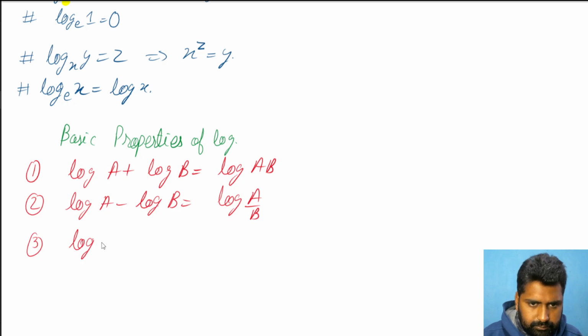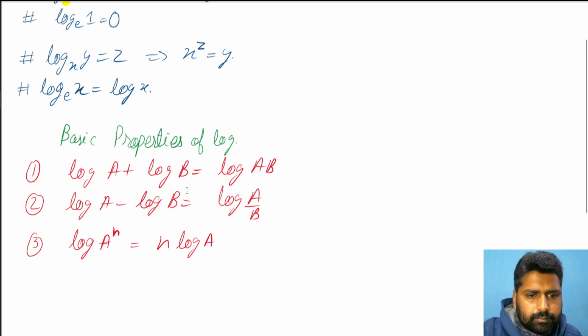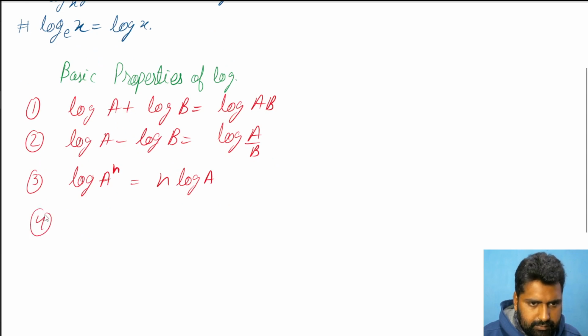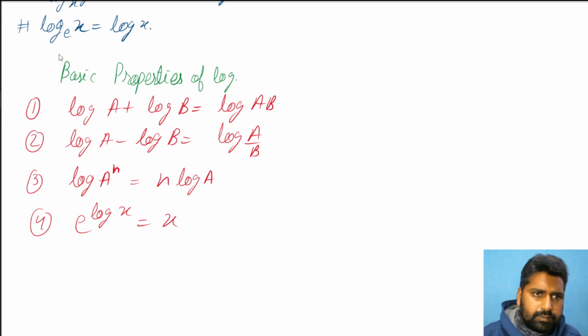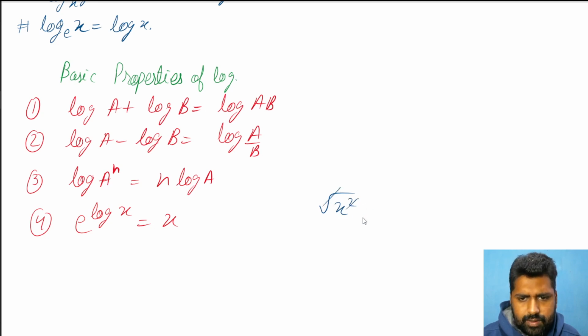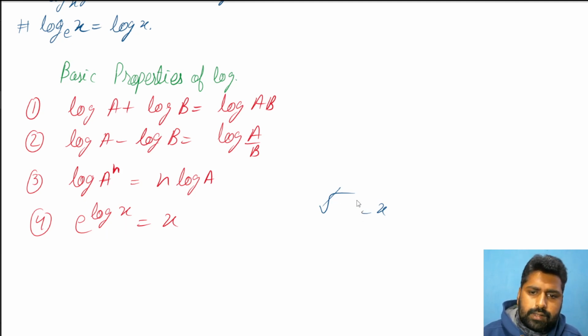Third, log of a raised to power n. Suppose power is n. Okay, you can rewrite this as n log a. You can take down the power. Okay, and e raised to power log x is nothing but x. E and log, they can cancel each other. Basically they are sort of inverse functions, so they have the ability to cancel out each other. You can think of this like square root has the power to cancel the square. So square and square root, they can cancel and we get x. Same kind of thing. Okay, so these are the basic properties.